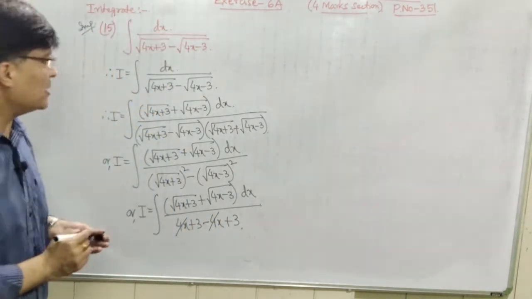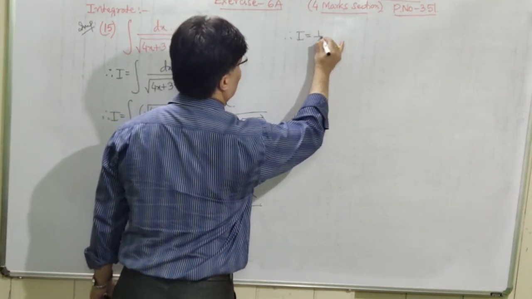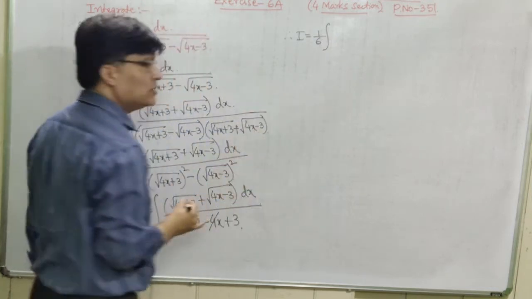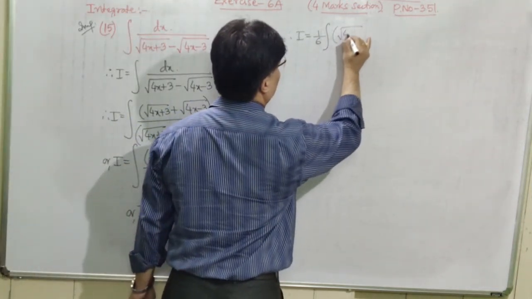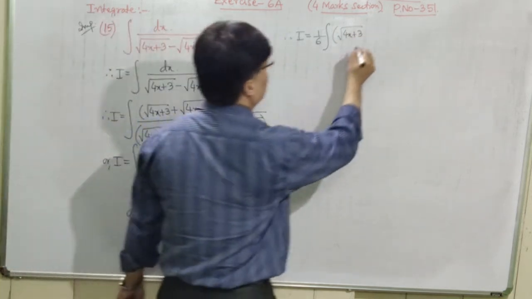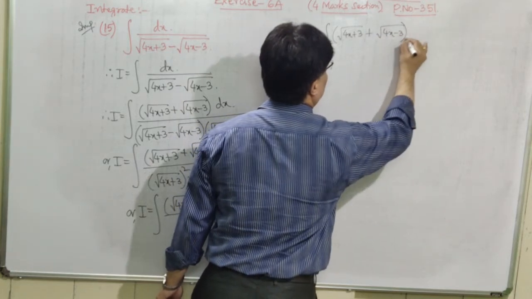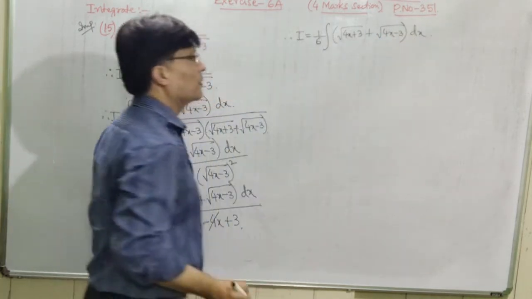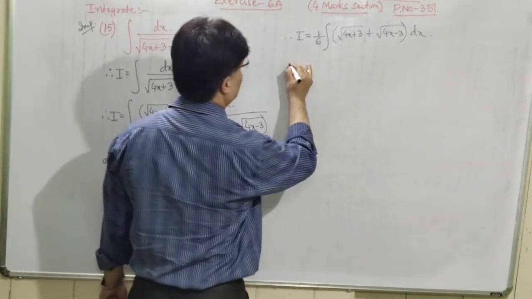You can take it outside the integration sign. Therefore, I is equal to 1 upon 6 integration of square root of 4x plus 3 plus square root of 4x minus 3 dx. So I think I've understood it. Okay. So now let us separate it.